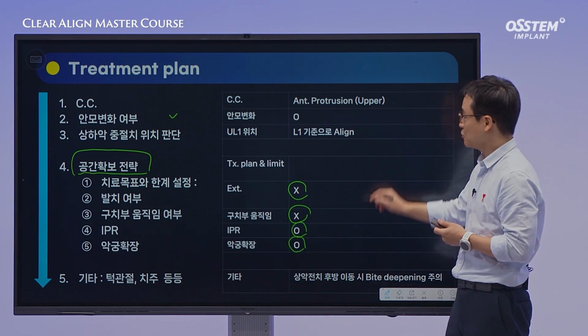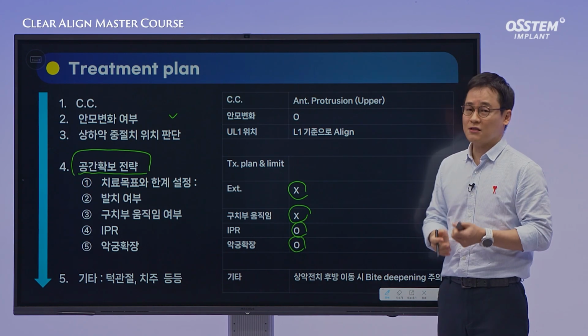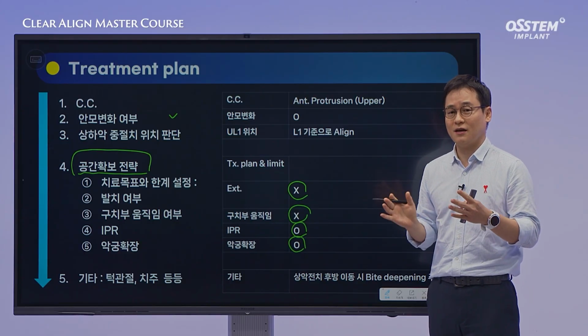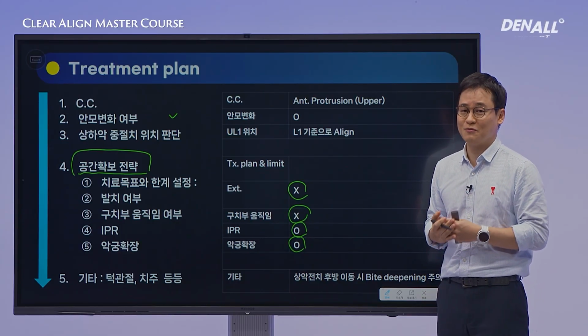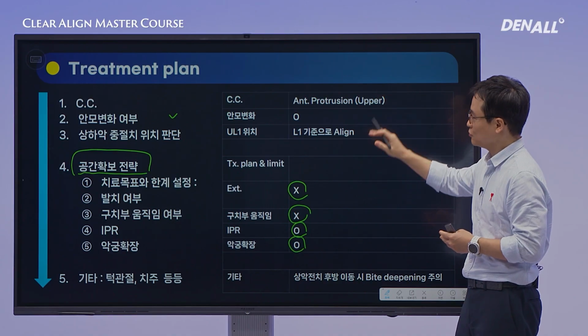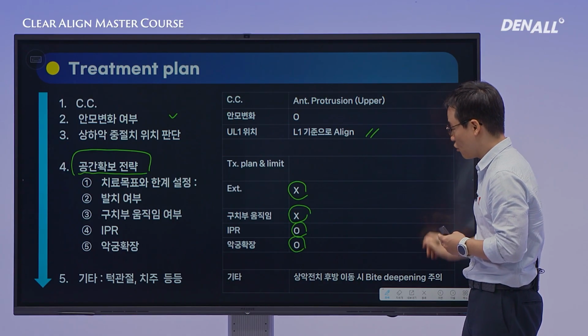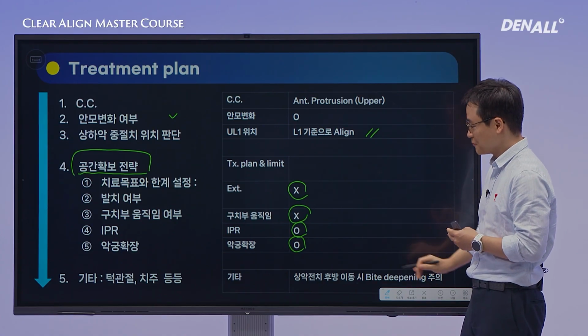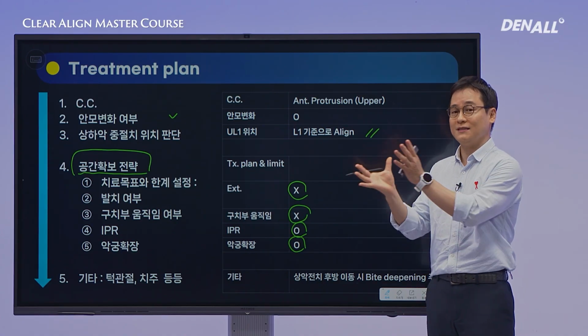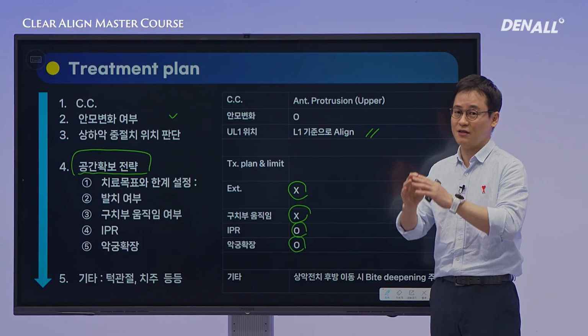For clinicians who are less familiar with this type of chart and treatment planning, it can be helpful to proceed step by step, specifying the patient's chief complaint, treatment objectives, and the reference points for retraction. Once these details are written, they can be submitted to the company, and then the designer will use them as the basis for the setup.